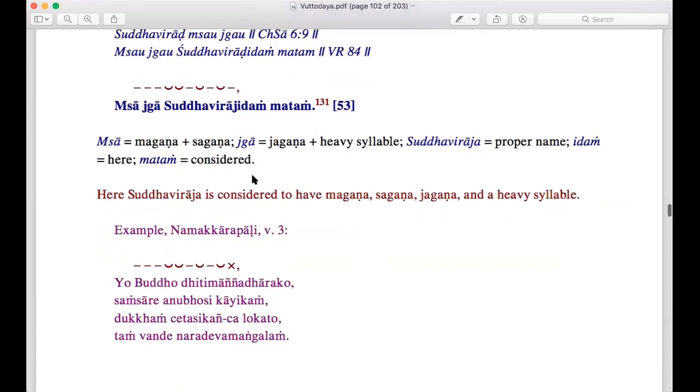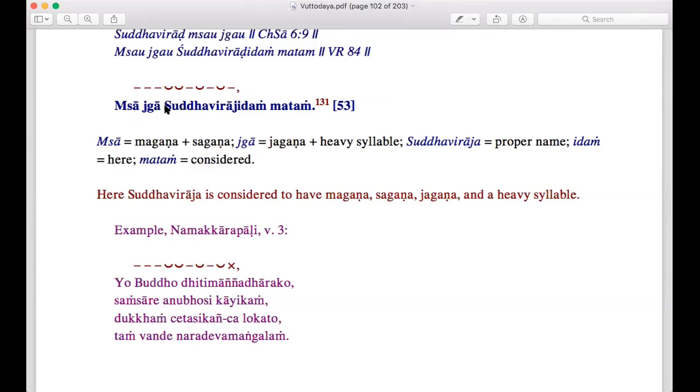So there should be Magana, Sagana, and Jagana, then Garu. You can observe that there are 10 syllables, right? Magana 3, Sagana 3, Jagana 3, and then Garu. Altogether 10 syllables are there. So let's check it. Msaj is one Garu, right? Msaj. Then Ga, 2 Garus.